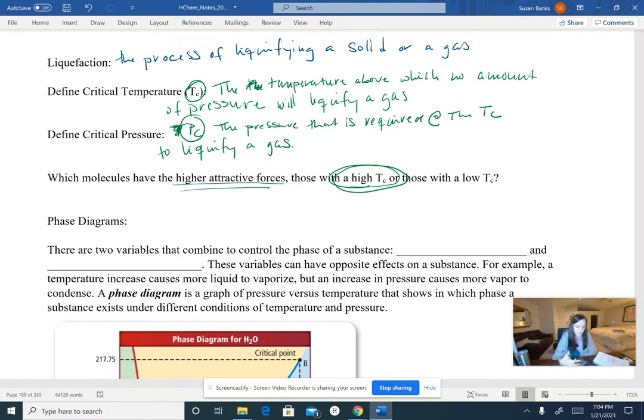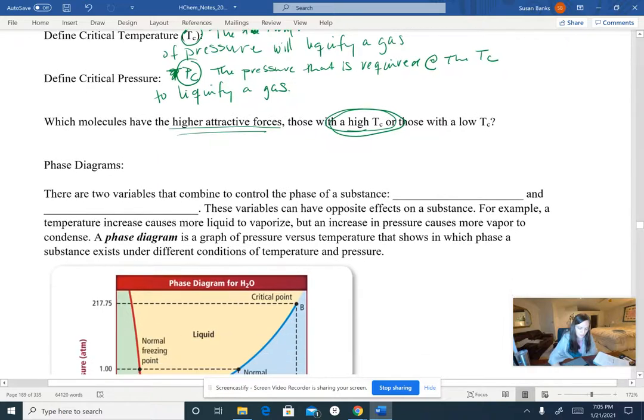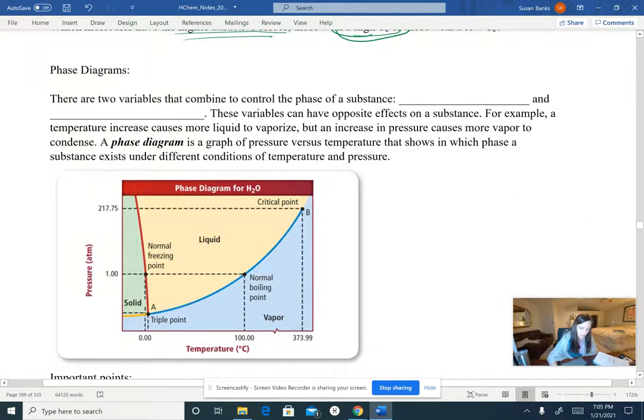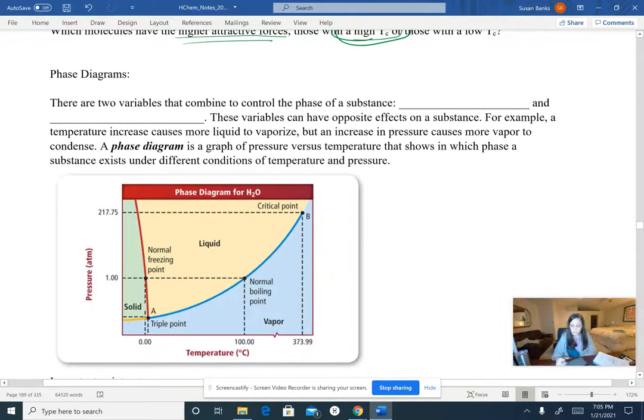We're going to put all these ideas of sublimation, liquefaction, critical temperature, and critical pressure in reading phase diagrams. So phase diagrams are really important, especially in chemical engineering. You will use them a lot if you ever become a chemical engineer. Okay, there are two variables that we can use to control the phase of a substance. We've talked about them before.